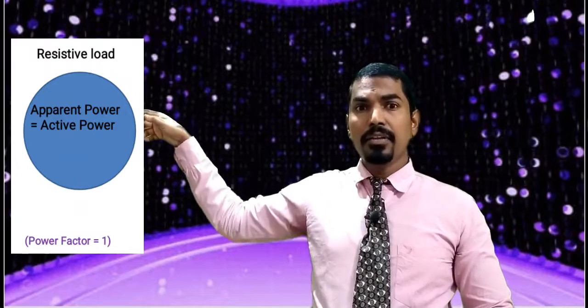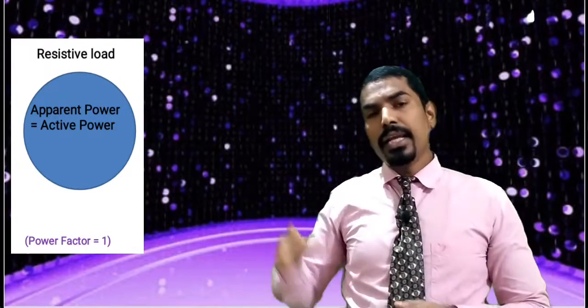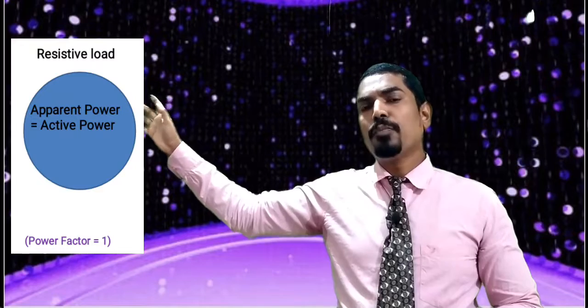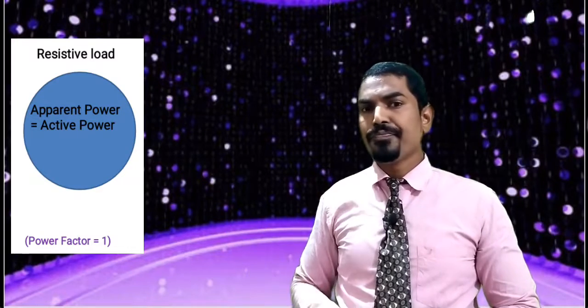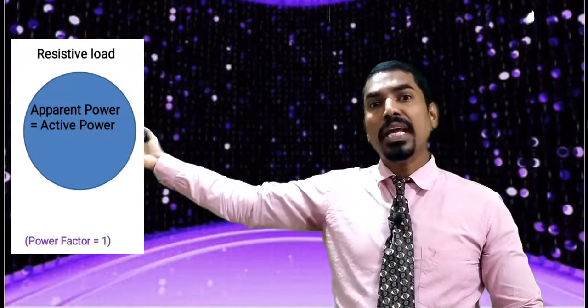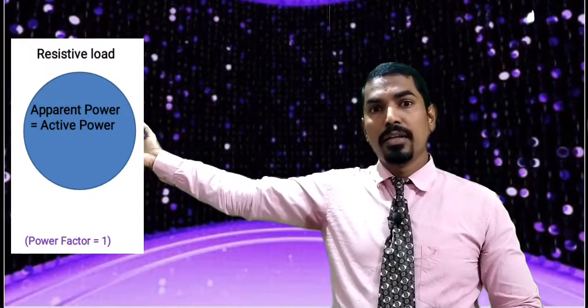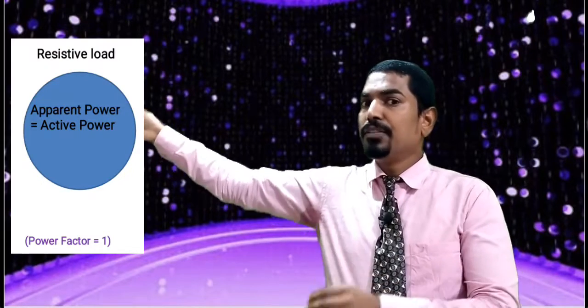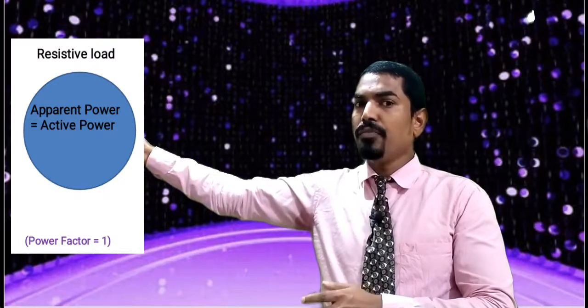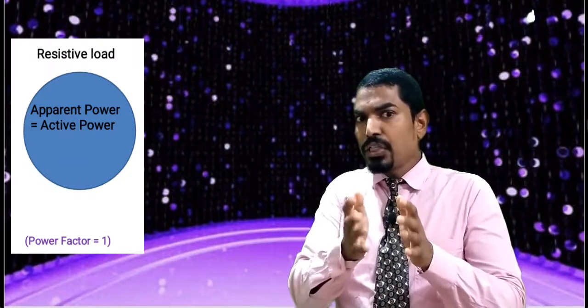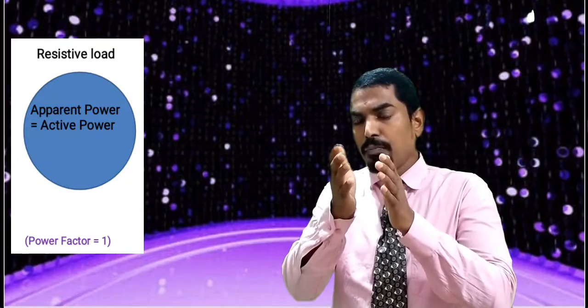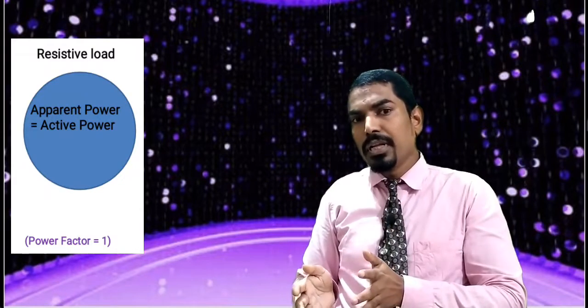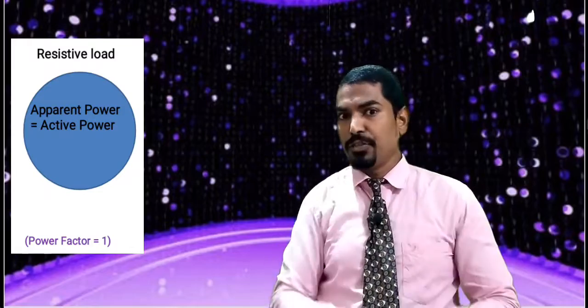So in case of resistive load, what happens, friends? As you can see in the first circle, which is blue in color, whatever total power is there in the system is consumed totally by the resistive load. That means apparent power is equal to active power in case of resistive load. So this ratio of active power divided by apparent power comes to 1 in case of a purely resistive load.